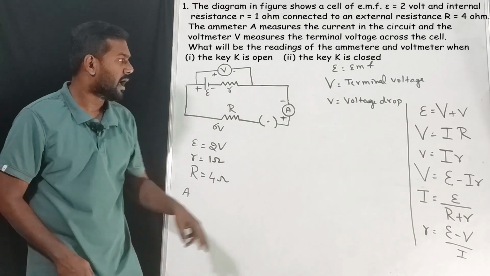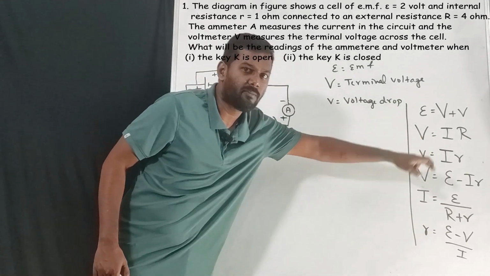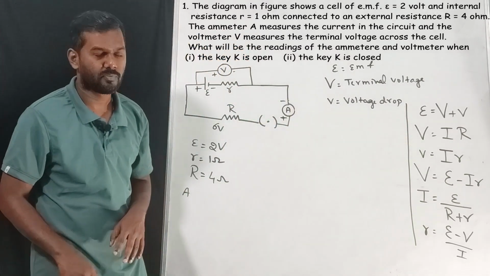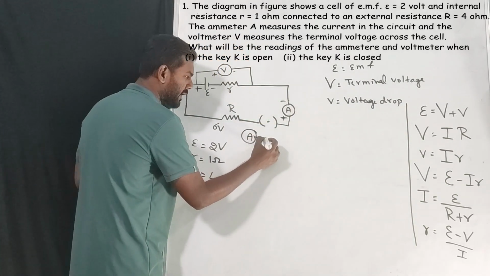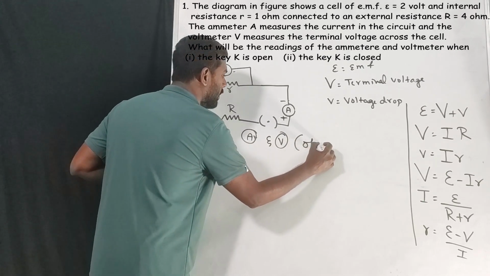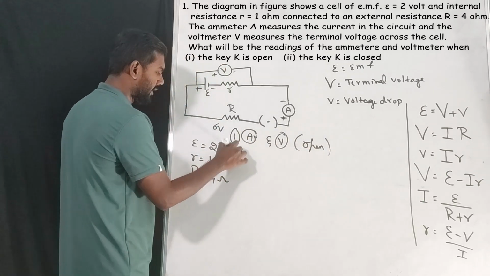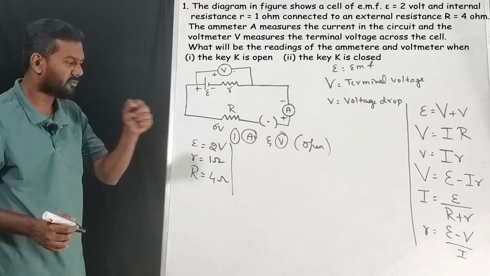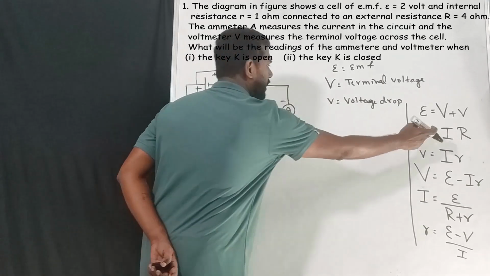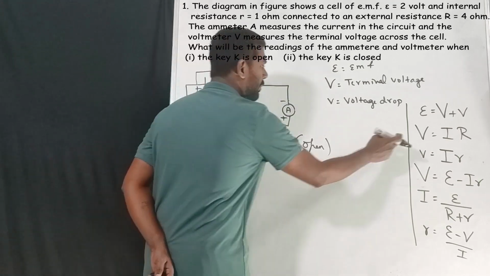Ammeter reading is capital I, the value we are finding. Voltmeter reading is capital V, the terminal voltage we are finding. We have to find the ammeter and voltmeter readings when the circuit is open. These are the given data, and using that we have to find them. Ammeter reading is nothing but capital I, and voltmeter reading is nothing but capital V.